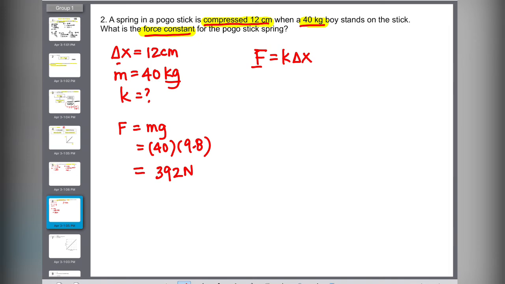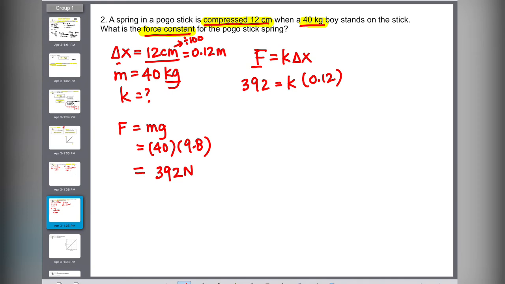Okay, so I can't plug in my M into the F, right? But now I've turned it into a force of gravity that's pushing down on the stick. I have K, and the delta X is 12, which I forgot to convert. Hopefully you did, right? Make sure that you turn it into meters by dividing it by 100. I wish I was teaching in real life. I'm going to ask you how many of you actually remember that, all right? So make sure you convert that into SI unit.